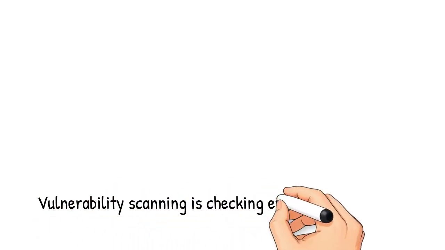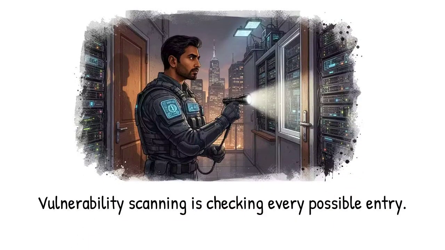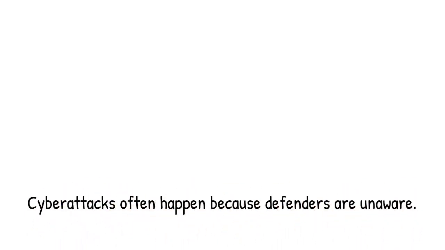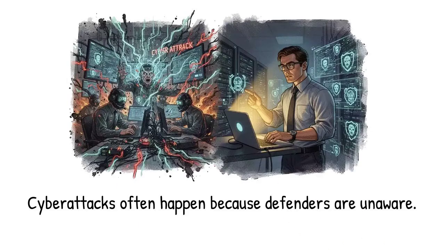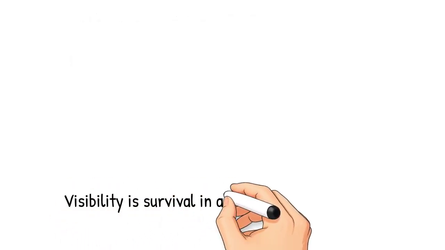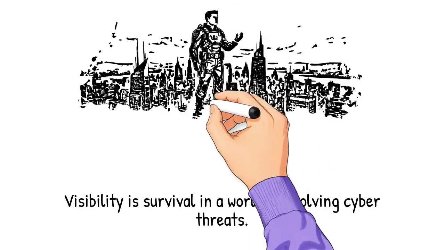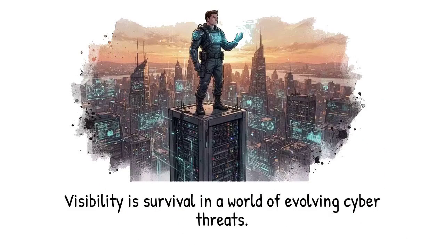Vulnerability scanning is the act of walking through your city with a flashlight, checking every door, every window, every alley, every rooftop. It's not glamorous, it's not dramatic, but it is essential. Because the greatest cyber attacks in history didn't happen because attackers were brilliant. They happened because defenders were unaware. Vulnerability scanning turns the unknown into the known. It transforms darkness into visibility. It gives companies the power to fix weaknesses before attackers exploit them. And in a world where cyber threats evolve every second, visibility is not optional. It is survival.